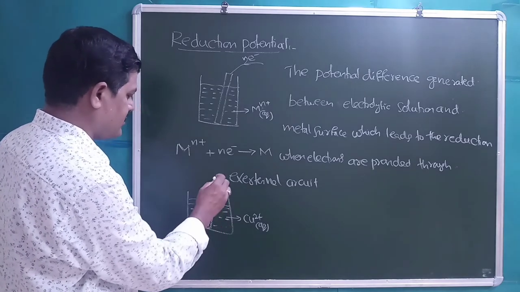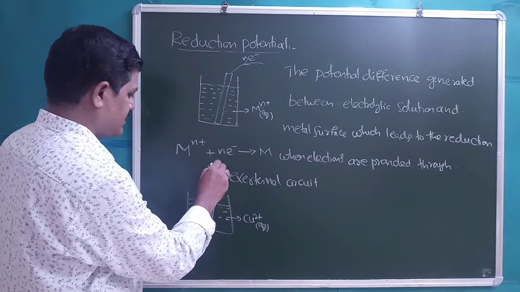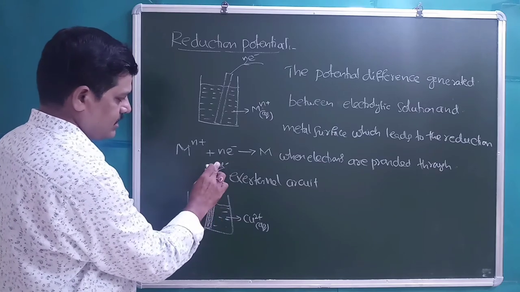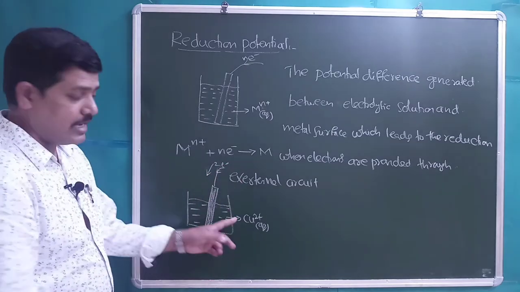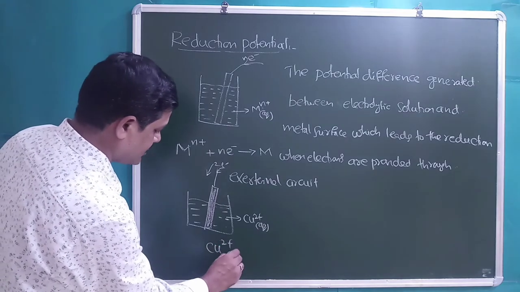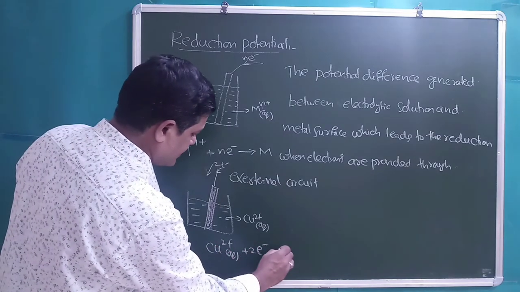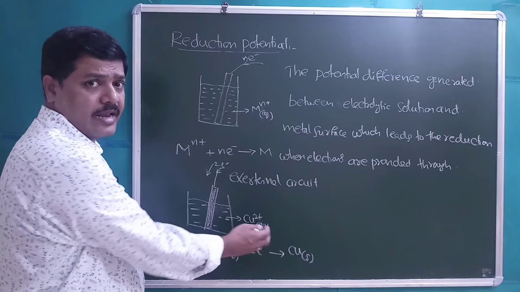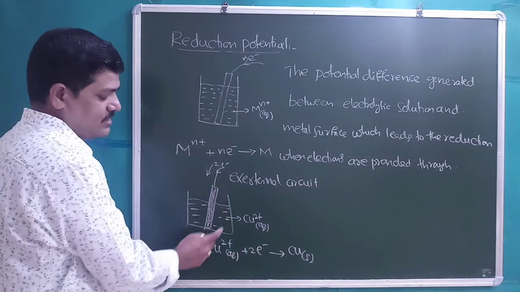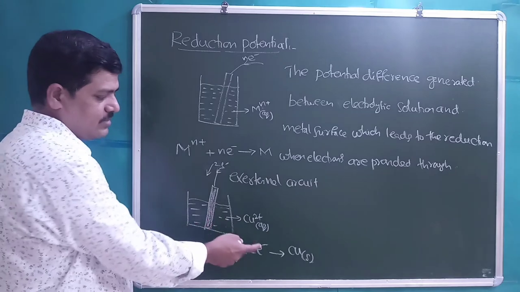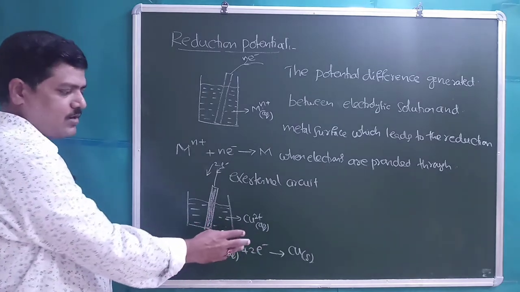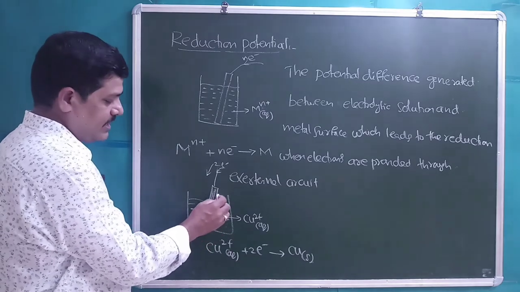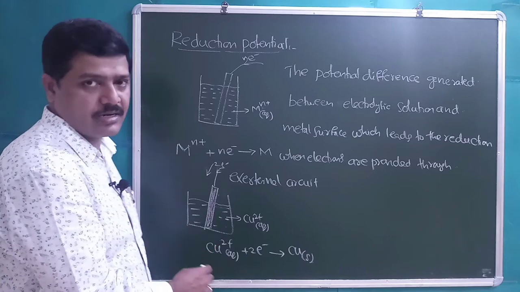When we provide electrons through the external circuit, the electrons will flow in this direction, n electrons, or here for copper 2 electrons. Then Cu2+ aqueous will gain 2 electrons and convert into Cu solid. Here there is no natural tendency. When we provide the electrons, it will undergo the reduction process to convert Cu2+ into Cu. This potential difference generated between the metal surface and electrolytic solution is called reduction potential.